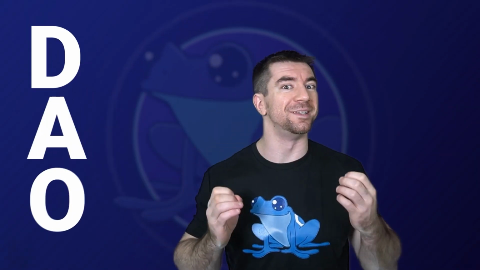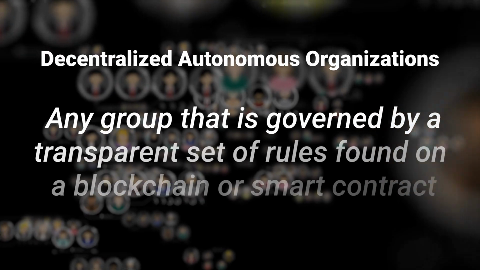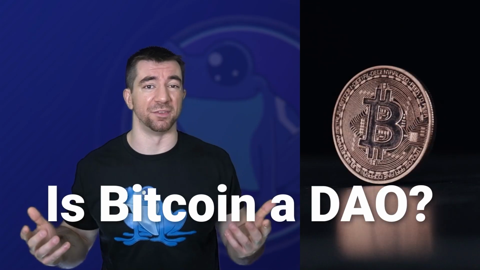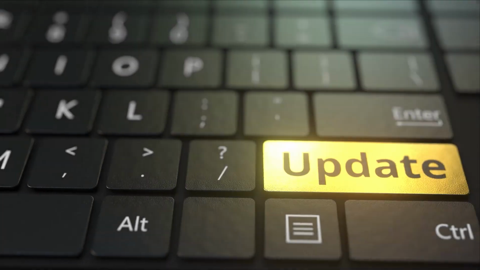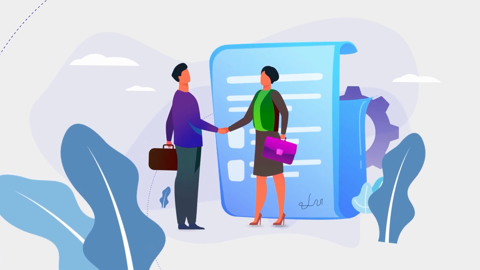Now, DAOs, or decentralized autonomous organizations, is a bit of an overloaded term, but it typically describes any group that is governed by a transparent set of rules found on a blockchain or smart contract. And I say overloaded because some people say Bitcoin is a DAO because the miners could choose whether or not to upgrade their software. Other people think that DAOs must use transparent smart contracts which have the rules ingrained right into them. And then other people think DAO is just a buzzword, so they just slap the name onto any organization so that they can get some clout.